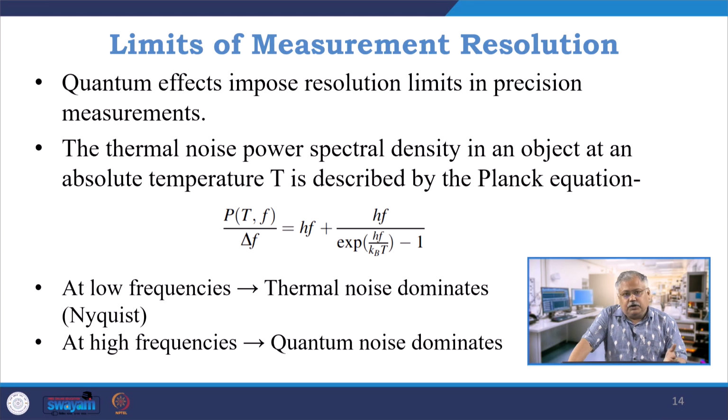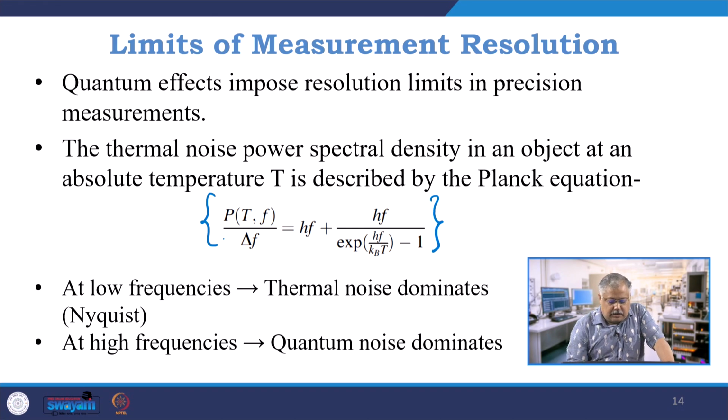Now, as I discussed with you, quantum effects actually impose resolution limits in precision measurement. When you do a very heavy precision measurement, the resolution actually limits the measurement techniques. As I discussed with you also, the thermal power spectral density is given by this expression, and at low frequency the thermal noise dominates, and at high frequency quantum noise dominates. So, we also need to have a boundary value problem where we know below which frequency is my low frequency and above which frequency is my high frequency. We should be able to determine that.